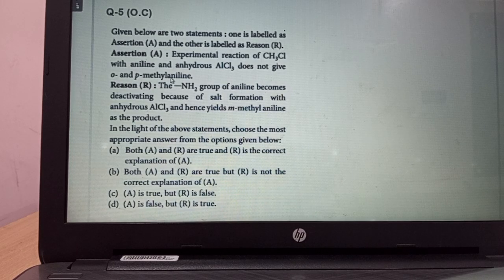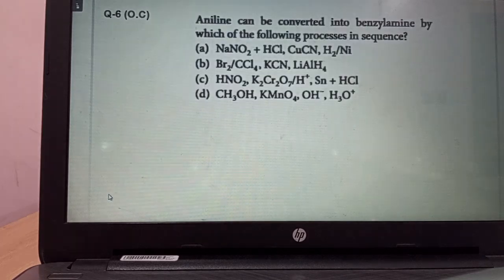The reason says that the NH2 group of aniline becomes deactivating because of salt formation, and anhydrous AlCl3 yields meta-methyl aniline as the product. Actually, the reaction is not coming with A, so how come we say it is meta-methyl aniline? So A is actually correct, but R is false in this assertion-reason. That is, option C is the right option for this question. Okay, let us move on to the next question.